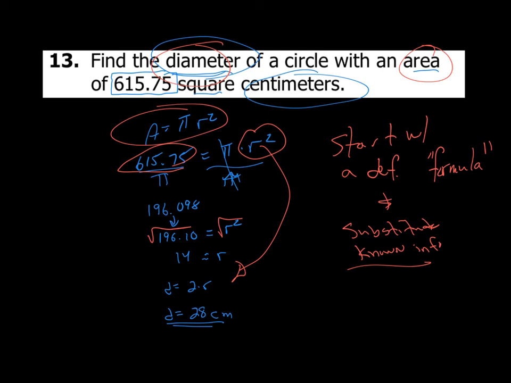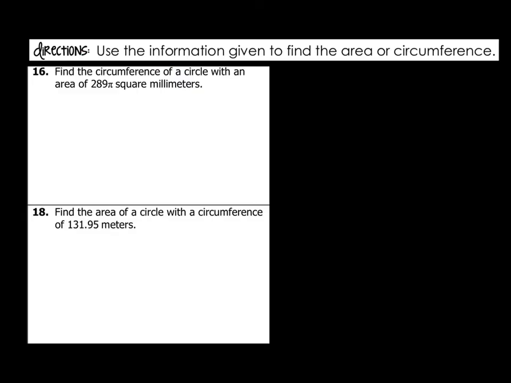Keep thinking. These next couple of questions are really not that challenging if you just read carefully, right? So use the information given. You have some given information to find area or circumference. The first one says find the circumference. So we really just want to divide this into two pieces. If we're going to find the circumference, I'm going to write the circumference formula. Circumference equals 2 times pi times radius.